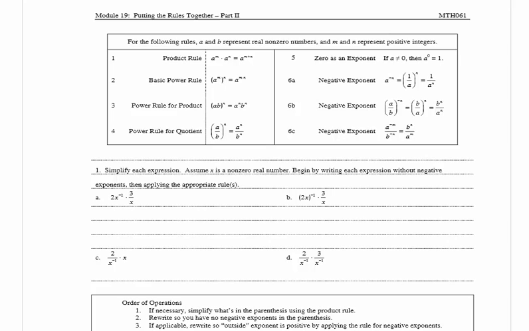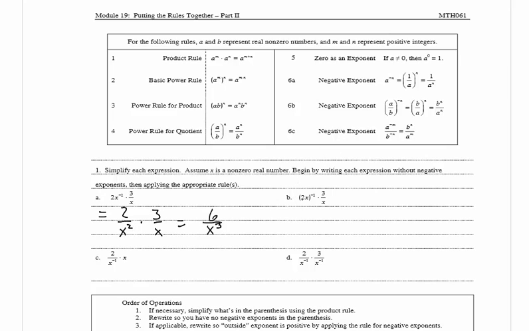In A, we have 2x to the negative 2 times 3 over x. So the first thing that we want to do is get rid of our negative exponent, so we can write 2x to the negative 2 as 2 over x squared times 3 over x. And this is equal to 2 times 3 is 6, and x squared times x is x cubed. Remember, when we multiply variables with the same base, we add their exponents.